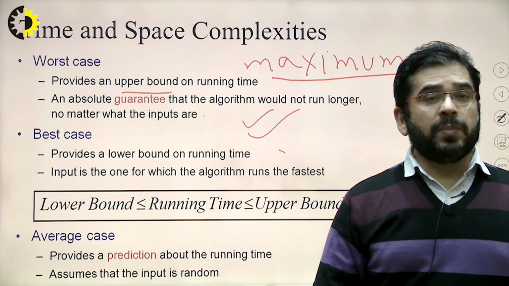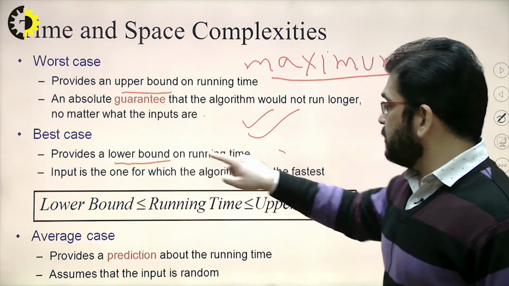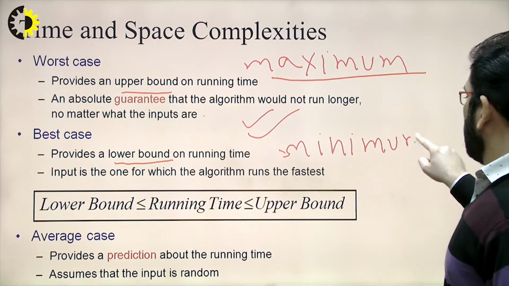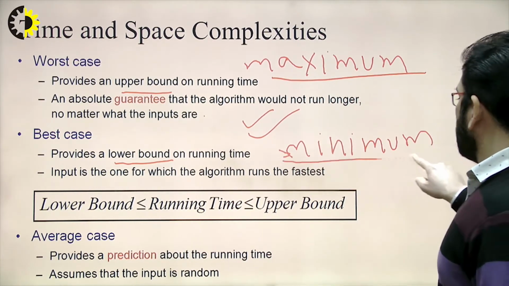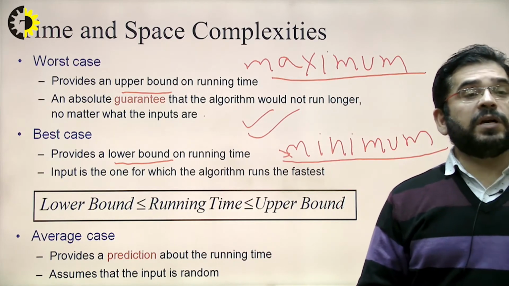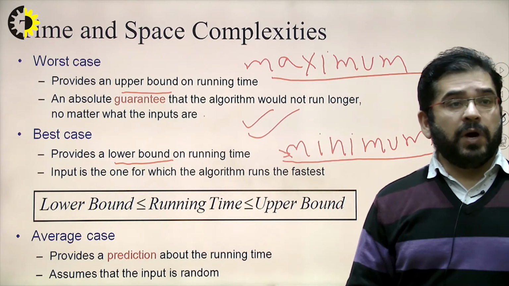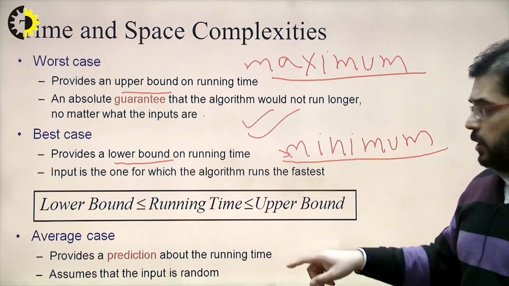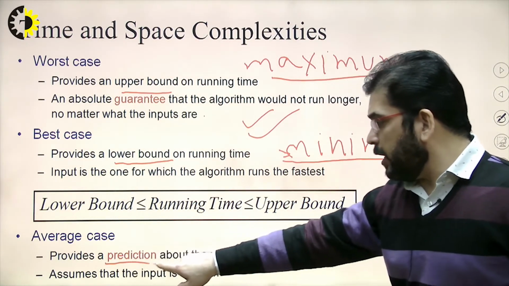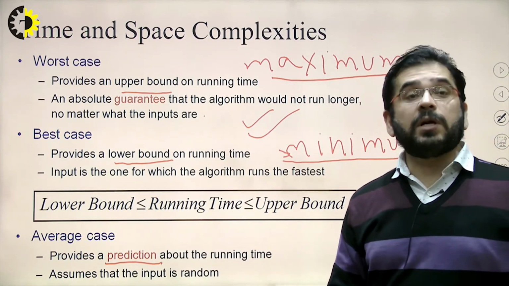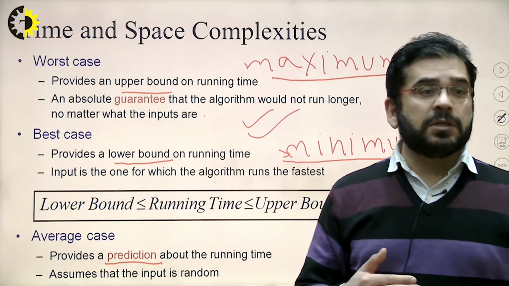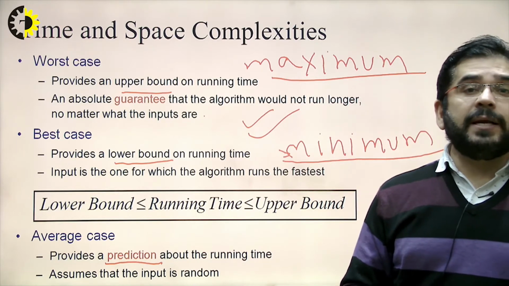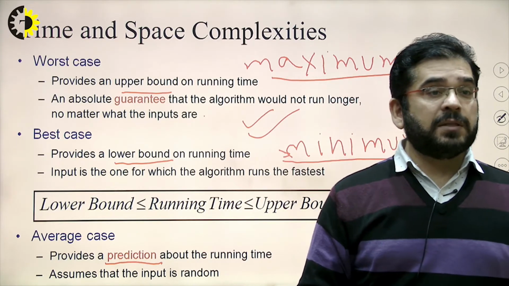The best case time complexity gives you the lower bound. You can say it is the minimum time taken by the algorithm or computer program to give the desired output. It is the input for which the algorithm runs the fastest. And the average case provides you a prediction about the running time. It will not tell you what maximum time it will take or what minimum time it will take. It will give you a rough prediction about the running time of an algorithm, and we assume that the input is random.